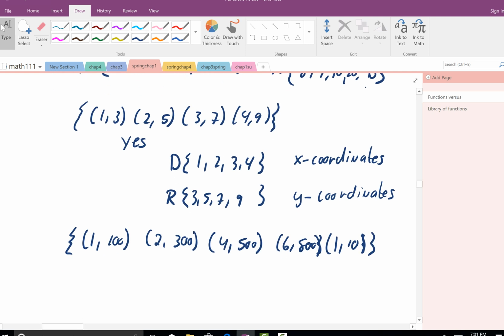Function? Why not? One is two different numbers. Okay? One is two different numbers. This is no. All right? Okay.